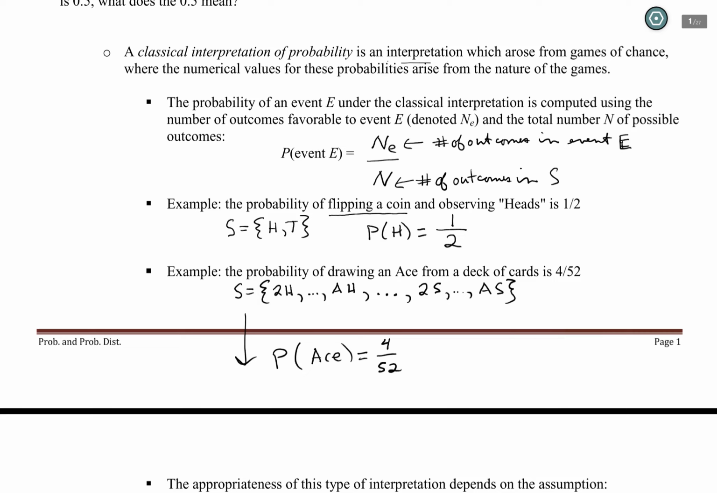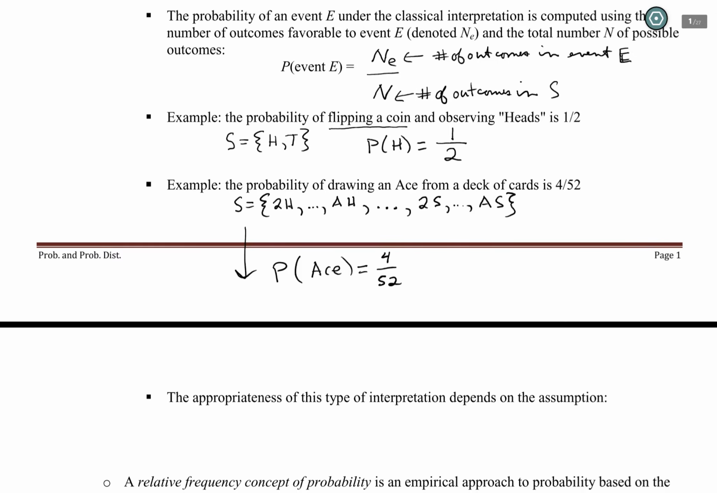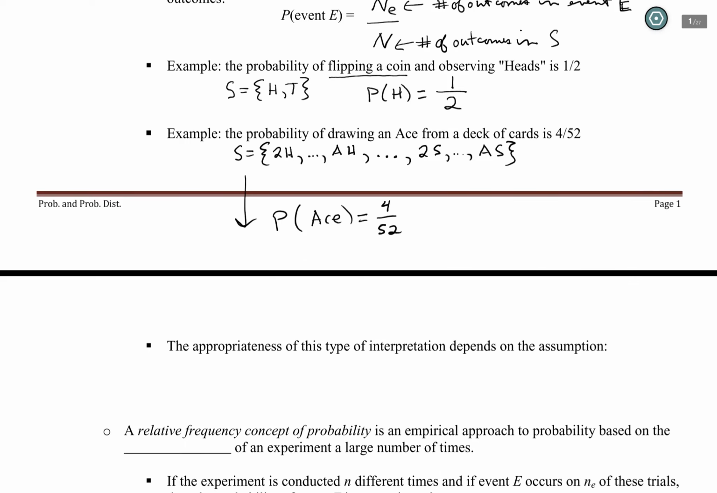Now, one thing that is critical for this interpretation to be appropriate is that all outcomes must be equally likely. So the appropriateness of this kind of interpretation depends on that assumption, that all outcomes are equally likely.